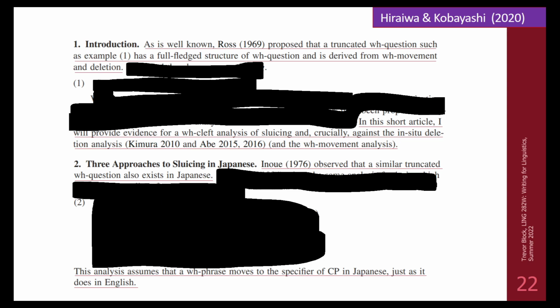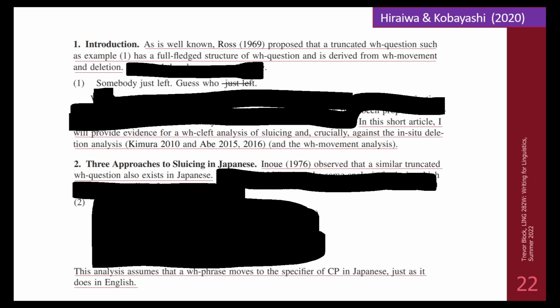So as is well known, Ross proposed that a truncated WH question, such as 1, has a full-fledged structure of a WH question and is derived from WH movement and deletion. So maybe I would keep example 1 in just because it references it. So let's actually just check what example 1 is quick. Somebody just left, guess who? And then 'just left' is crossed out. Okay. In this short article, I will provide evidence for a WH-cleft analysis of sluicing and against the in situ deletion analysis. What they're trying to say here is that it's not just deletion where it stands, there's some movement going on.